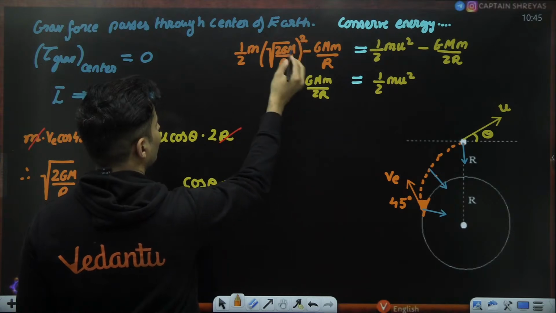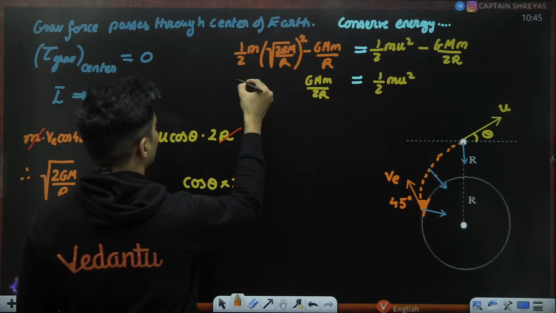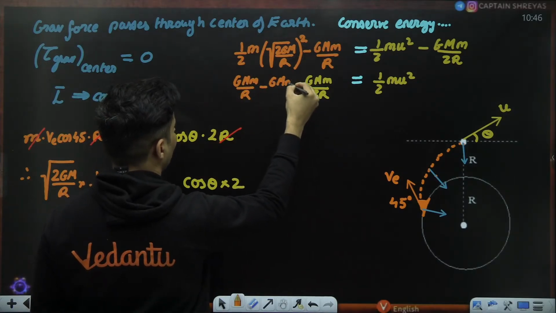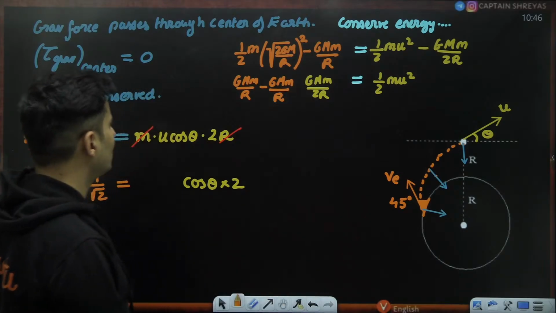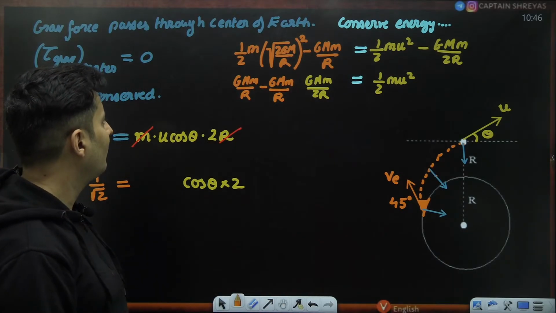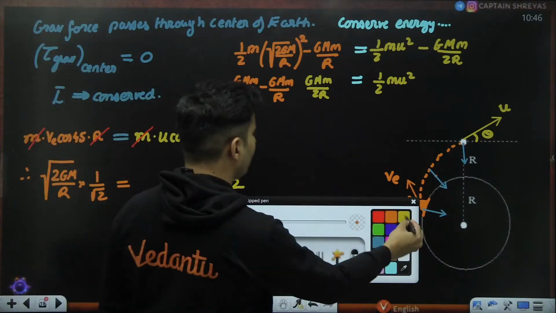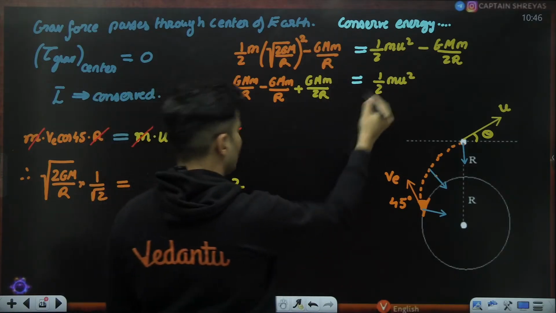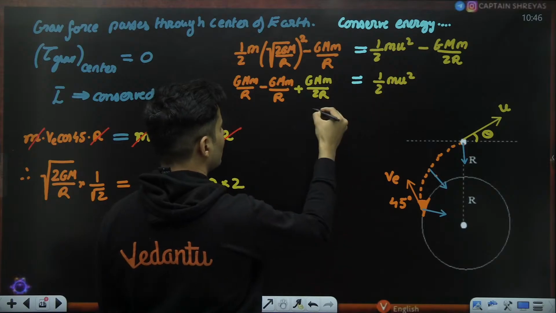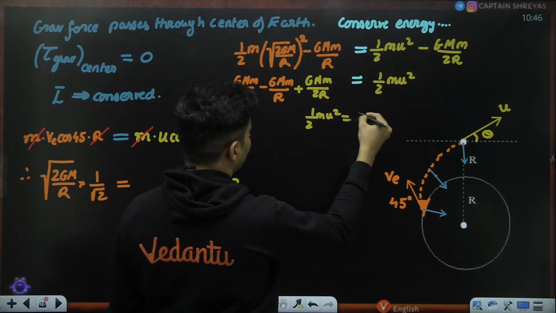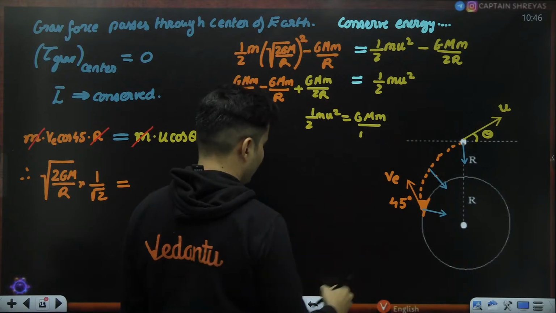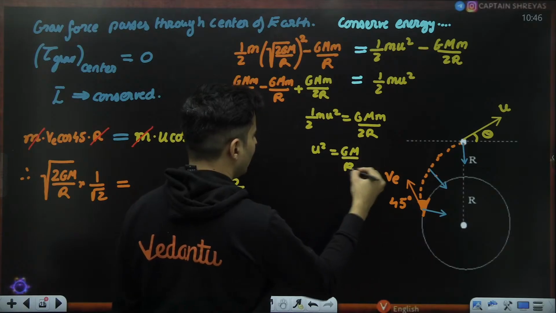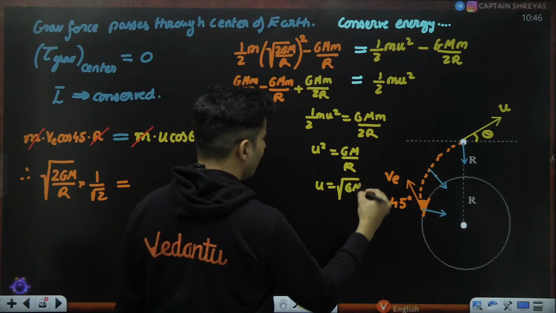This 2 will cancel, and this will become GMm divided by r minus GMm divided by r again. Just check this out. Is this right, everyone? And we have over here this one as plus, because from minus it became plus. These both just got cancelled, so I am left with only this. So half mu square is GMm divided by 2r. 2 m cancels, so u square is equal to GM by r. Therefore, u is equal to root of GM by r.